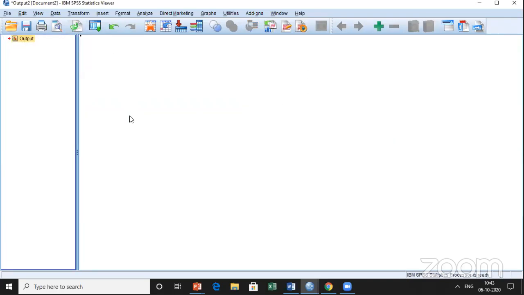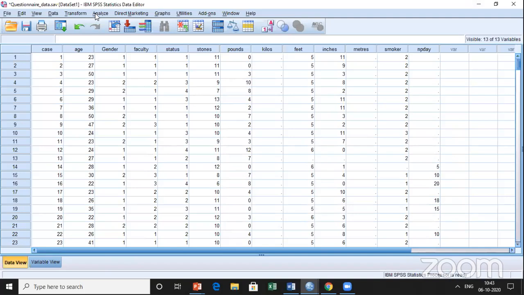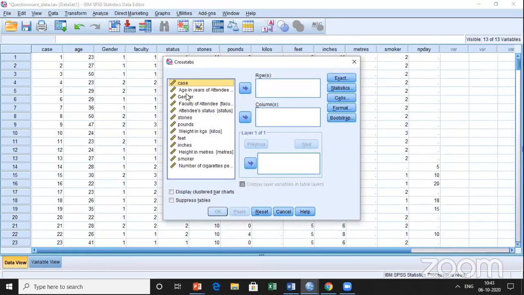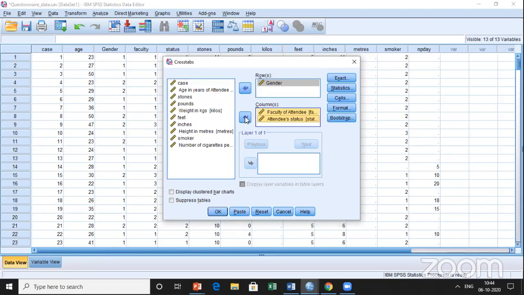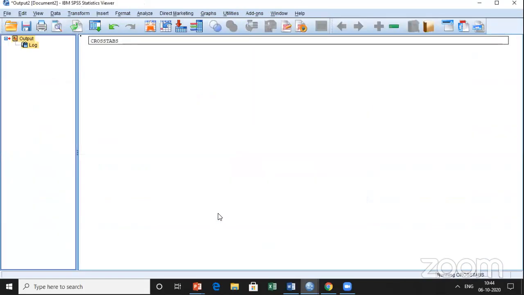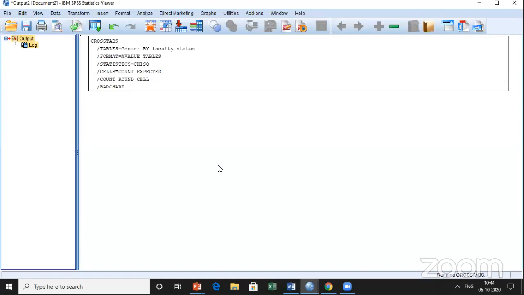Now, after doing this, I take this particular data and do one more thing here. I calculate the cross tabs, right? I take gender as rows, then faculty of attendee as well as attendee status. So I'm doing a cross tabulation. I select display of clustered bar charts. Then I say statistics. I calculate the chi-squares, then say continue. Then I take the expected frequencies, continue. Then I say okay. So I got the cross tabulation done.